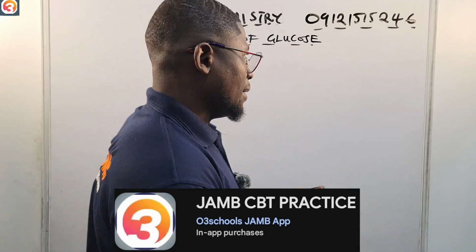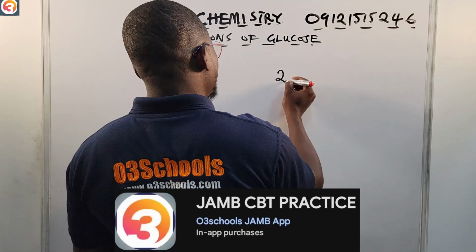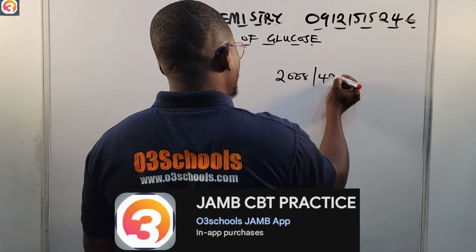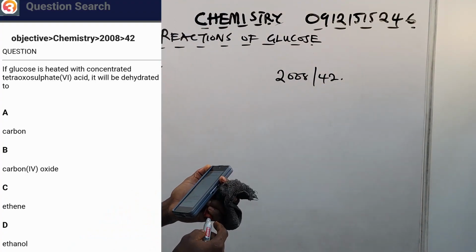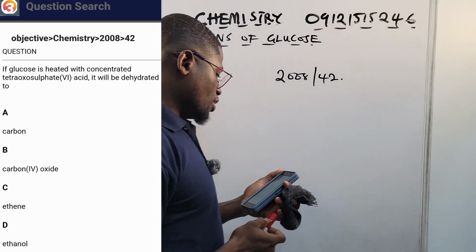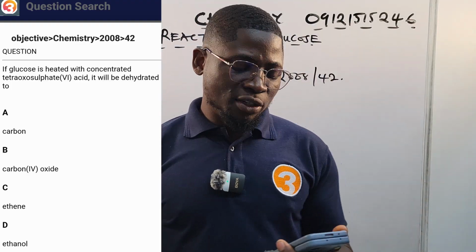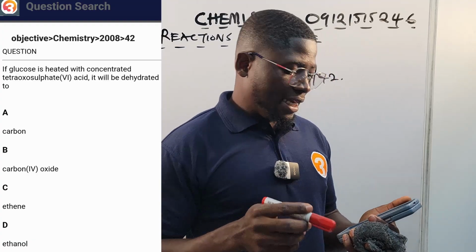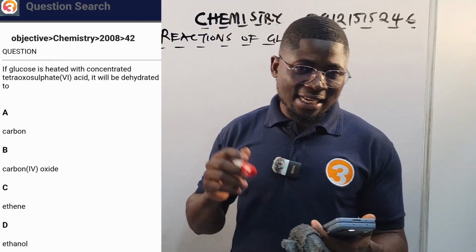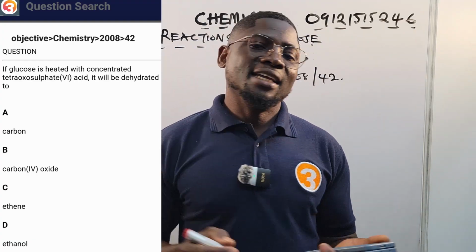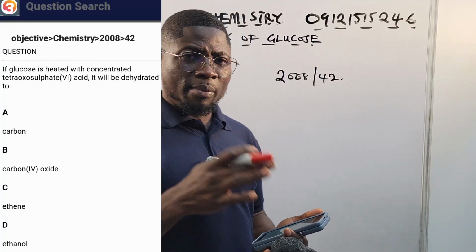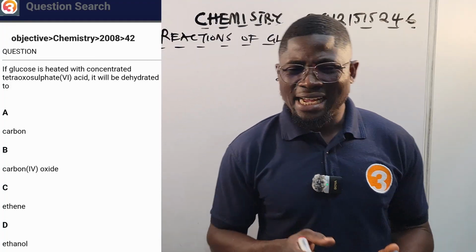Let us see a JAMB past question from the application. This is a 2008 question, number 42. It says if glucose is heated with concentrated tetraoxophosphoric acid, it will be dehydrated to A says carbon, B says carbon 4 oxide, C says ethene, D says ethanol. We'll come back to answer this question at the end of the class and not before.